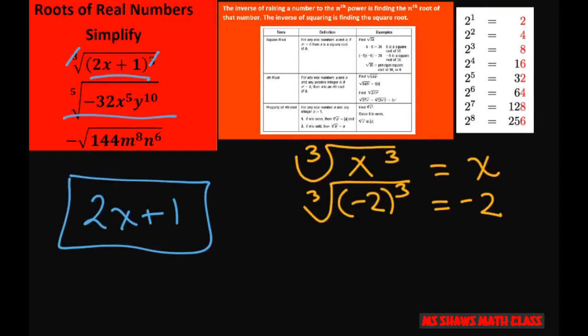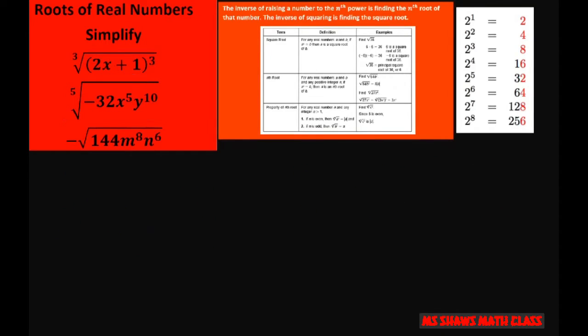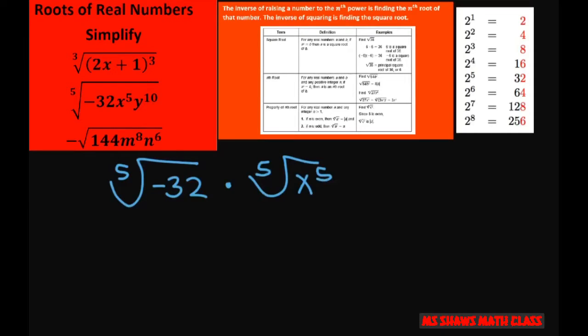Alright, for this one, I'm going to break it up. I'm going to write the fifth root of negative 32 times the fifth root of x to the fifth times the fifth root of y to the 10th. I want to write these as to the fifth power. So for the 32, we got the fifth root.